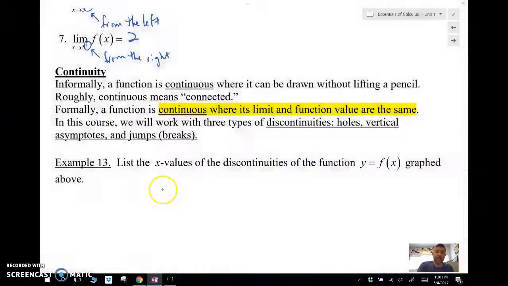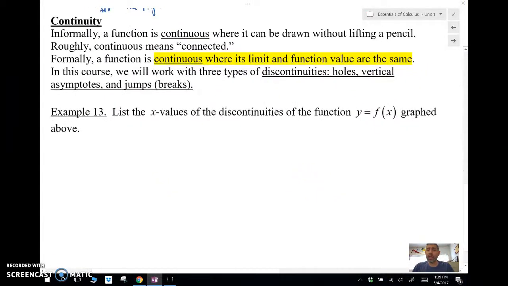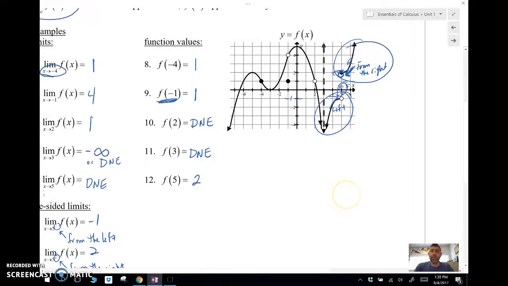So let's take a look at my last example here. List the x values of the discontinuities of the function f of x that we graphed above. If we look at the graph, we're looking for any time that we have a break. As we travel along this graph, our first break is going to be right here. We've got to take our pencil off to make a circle and then put it back on. So we've got a break here.